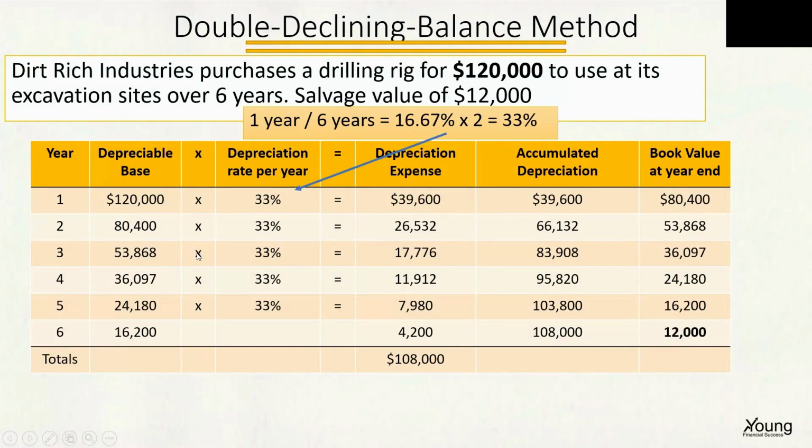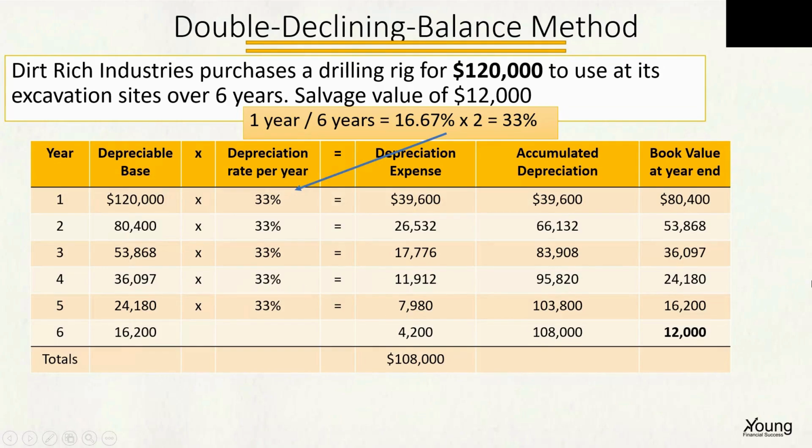We multiply that times the same percentage. So we've got the same percentage every time. We're just multiplying it times the new book value, which keeps getting lower. So see, it was accelerated. We depreciate a much higher amount, and then it gets smaller and smaller as we go. So we do that each time. We take the new book value, multiply it times 33%.